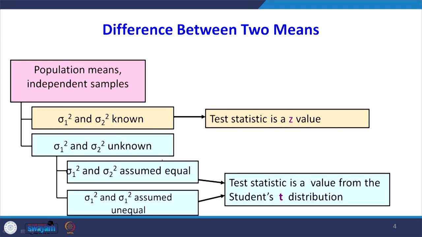For population means with independent samples, there are two possibilities. One is that sigma 1 square and sigma 2 square are known. Sigma 1 square is the variance of population 1, sigma 2 square is the variance of population 2. The other category is that the variances are unknown for population 1 and 2. When variances are unknown, we can assume they are equal or not equal. If the variances of population 1 and 2 are known, the test statistic is a z value. If the variances are unknown, we have to go for the t statistic.